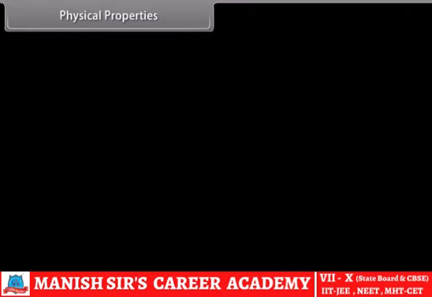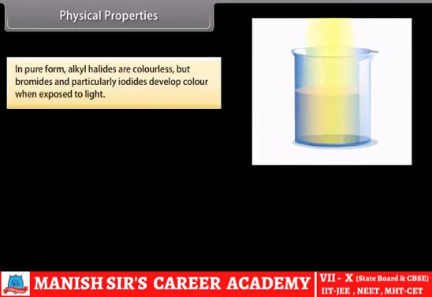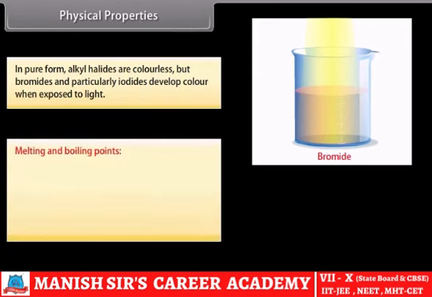Physical properties. In pure form, the alkyl halides are colorless, and bromides and particularly iodides develop color when exposed to light. Melting and boiling points.